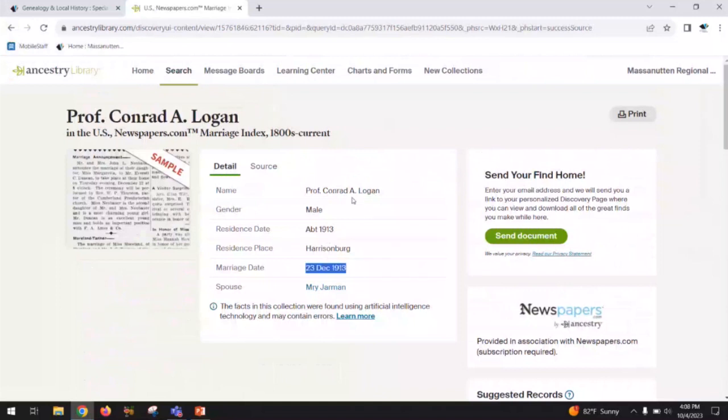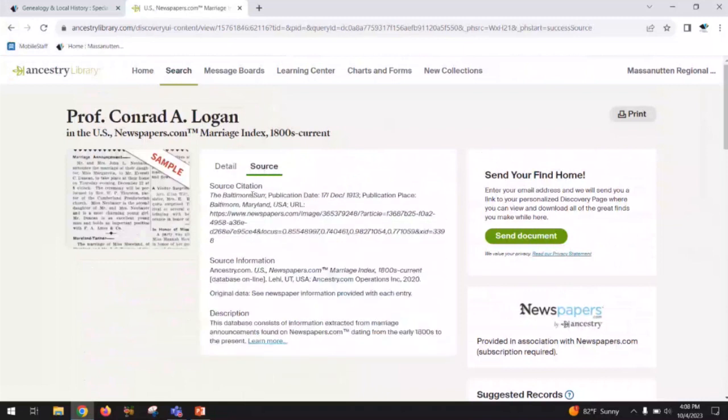Now, this is just an index record, but if you click on source here, it'll tell you that this actually came from the Baltimore Sun on December 17th, 1913. So we could then go and try and find a copy of this Baltimore Sun article if we wanted to verify that information more fully.